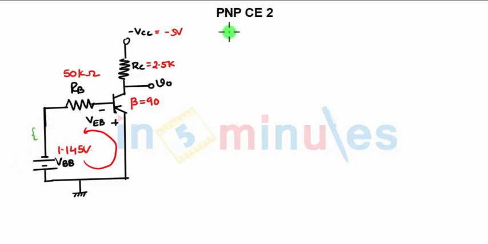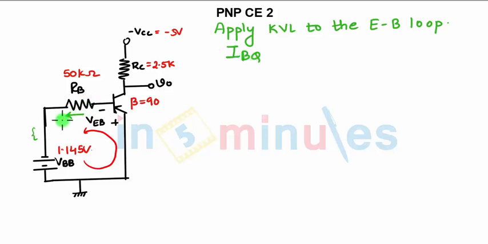So in order to find IBQ, what we do? We apply KVL to the emitter base loop. So what will be the equation? Current flowing through RB is nothing but IB. So I can write IBQ, total voltage. This is negative, this is positive, so we are leaving with positive sign, so VBB will be positive. With respect to VEB, we are leaving with negative sign, so it will be minus of VEB, the whole divided by the resistance, which is only RB, so we will write it as RB.